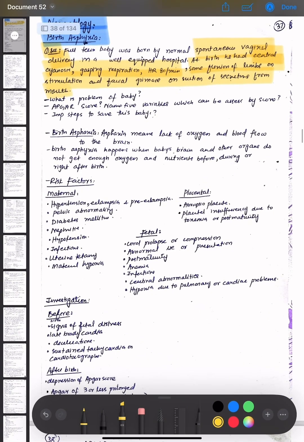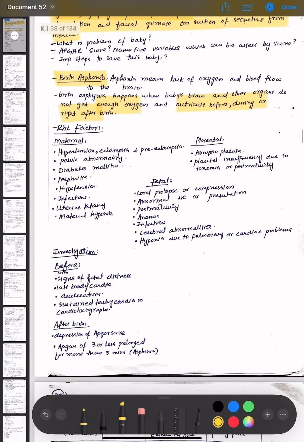Birth asphyxia. Asphyxia means lack of oxygen and blood flow to the brain. Birth asphyxia happens when baby's brain and other organs do not get enough oxygen and nutrients before, during, or right after birth. The risk factors for birth asphyxia are maternal, placental, and fetal.